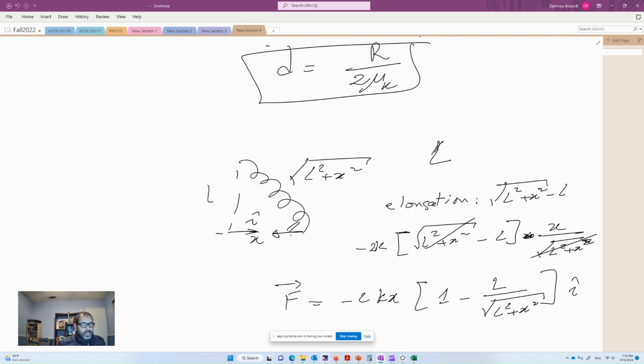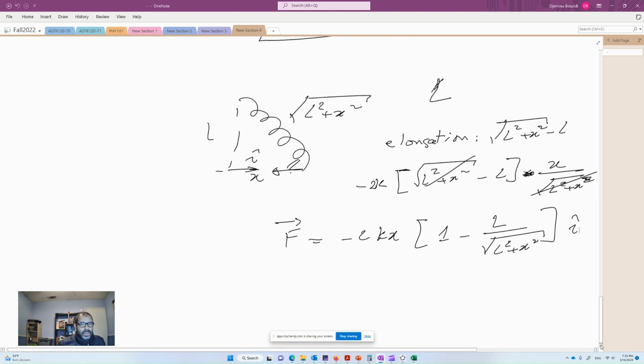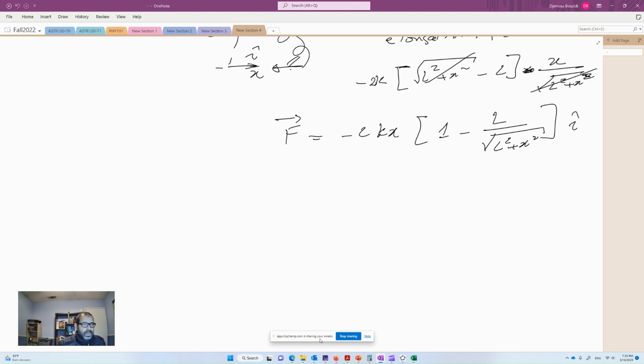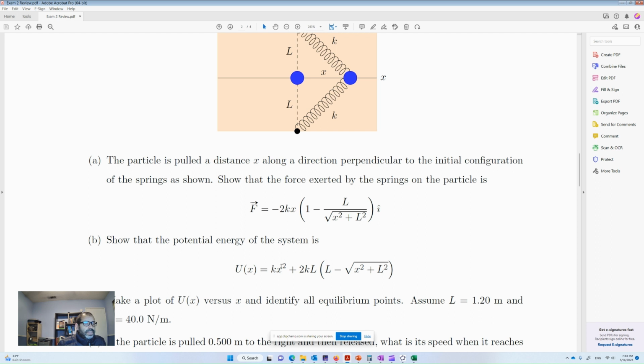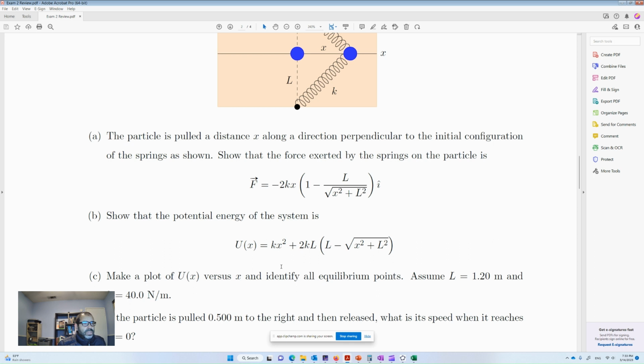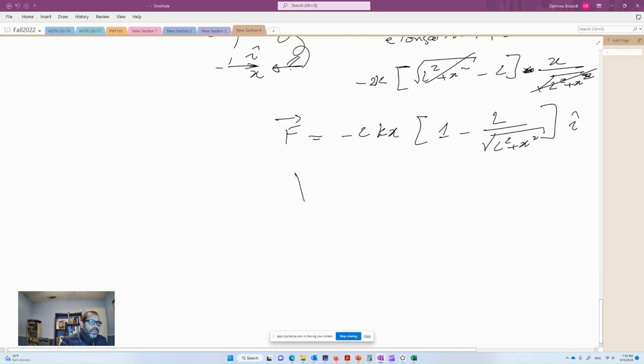Let's look at the problem again and see what other questions they're asking. I know they gave us a potential, and they want us to show that the potential is where the force derives from. So they said the potential is U equals kx squared plus 2kL times the square root of L squared plus x squared minus L. All you have to do is take the derivative of this potential and show that its negative is actually the force itself. In other words, all I have to do is show that the derivative of U with respect to x with a minus sign is the force in the x direction. The force in the x direction is exactly this expression.